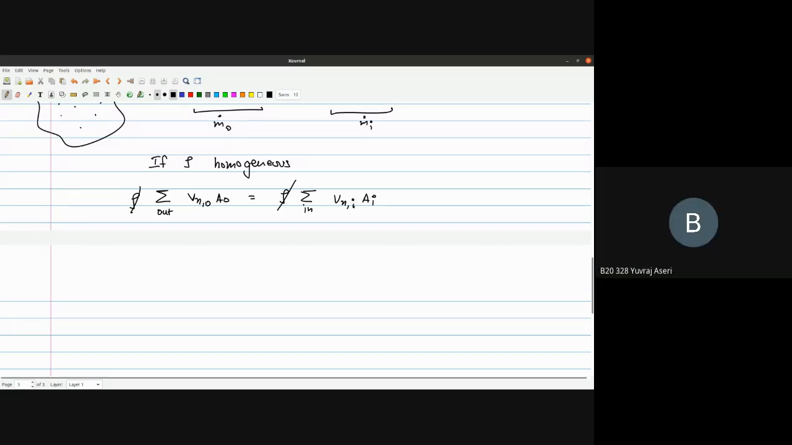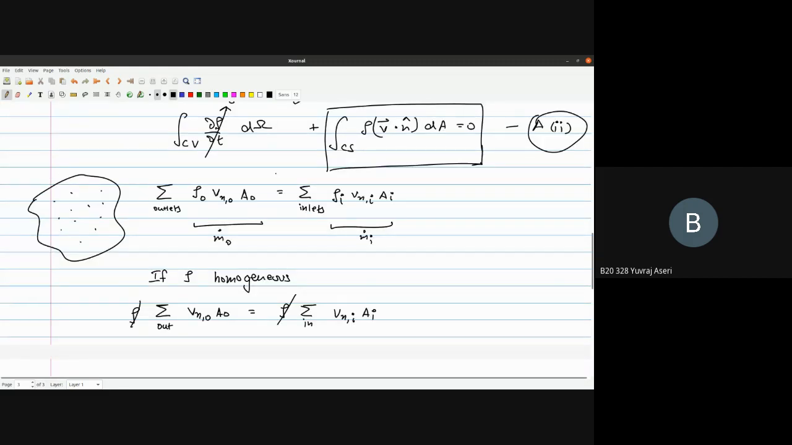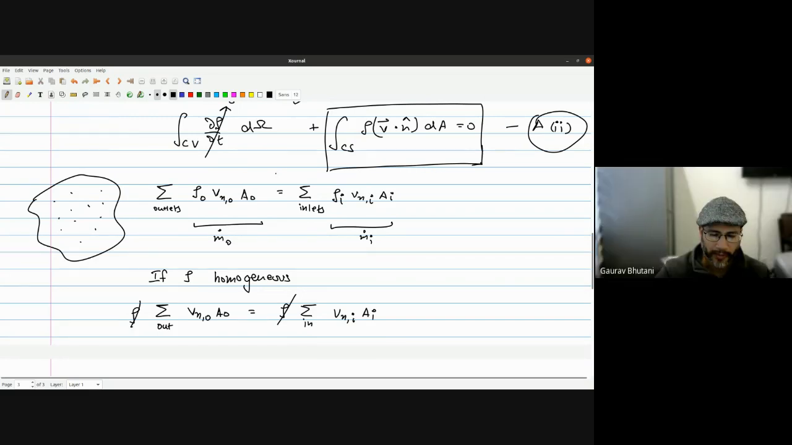So if density is heterogeneous, but in our case d rho by dt is equal to 0, then there is no change in the density with respect to time. Homogeneous is with respect to space. So homogeneous by definition means with respect to space, not time. So homogeneous means it's the same everywhere.